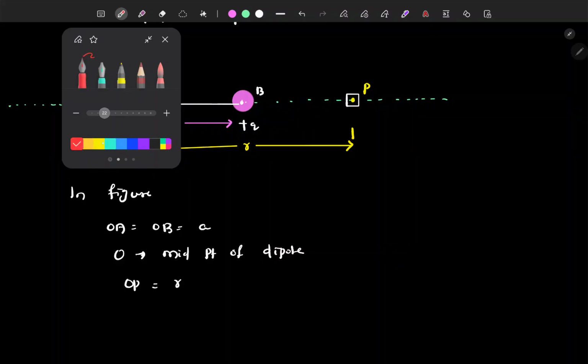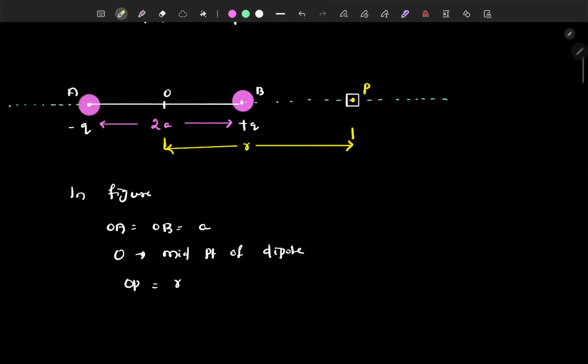Now see, from this figure there are two charges in an electric dipole. We know the electric field intensity due to a point charge formula is kq by r square, k into source charge, and we have to take the charge without sign. That means we have to take the magnitude of the charge. So first see the electric field intensity at P due to plus q charge.